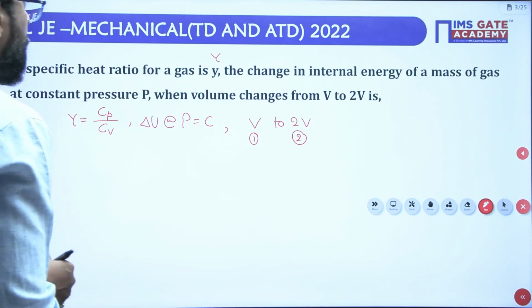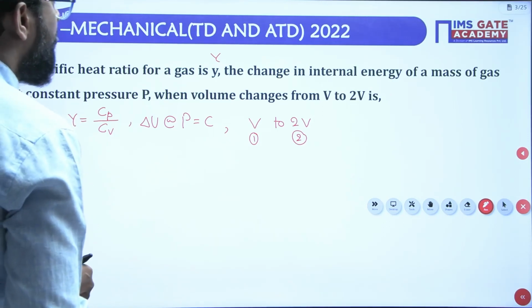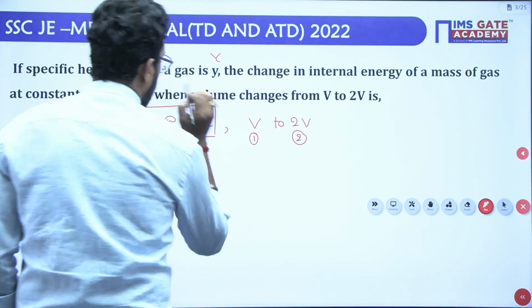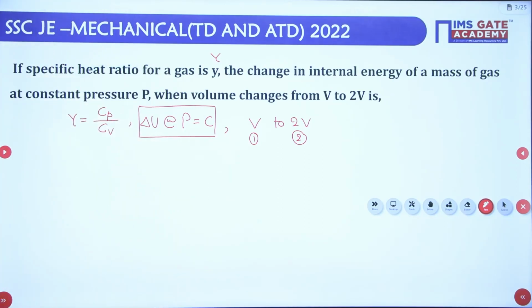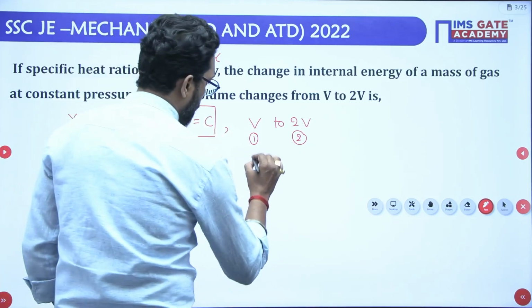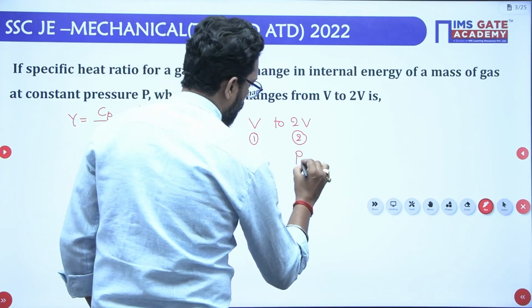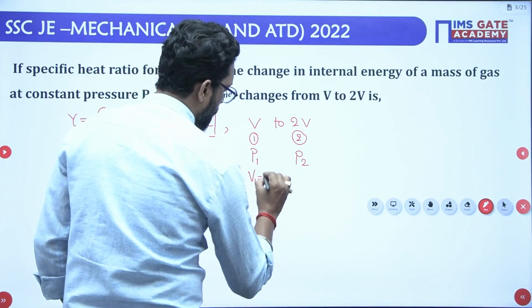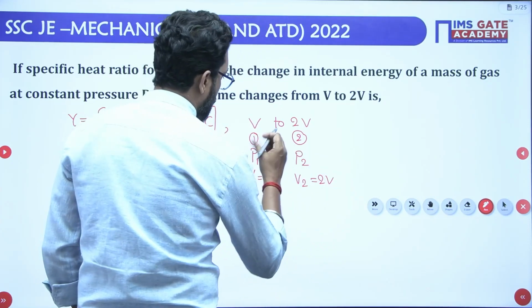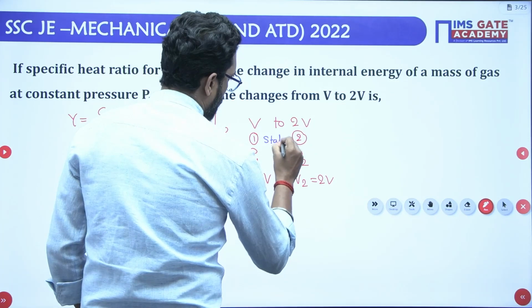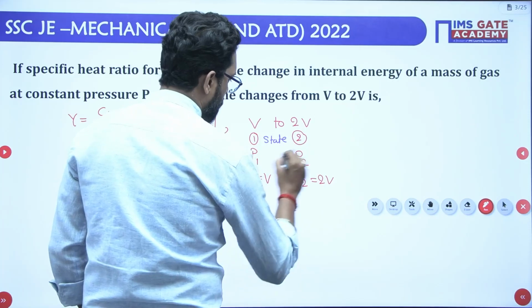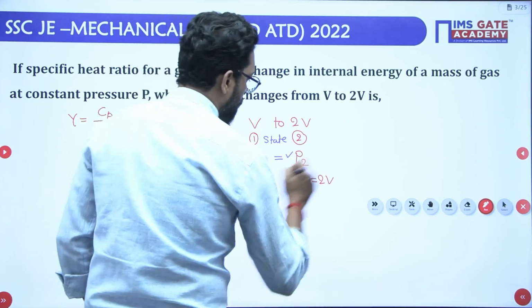So we have to find the change in internal energy. How to find it, my dear? Here pressure is constant, that means the pressure at 1 is the same as the pressure at 2. The volume 1 is V, and volume 2 is 2V. So in the first state, the pressure is P1 and volume is V; in the second state, the pressure is P2, and this P1 is equal to P2, it is given, and volume is V2.